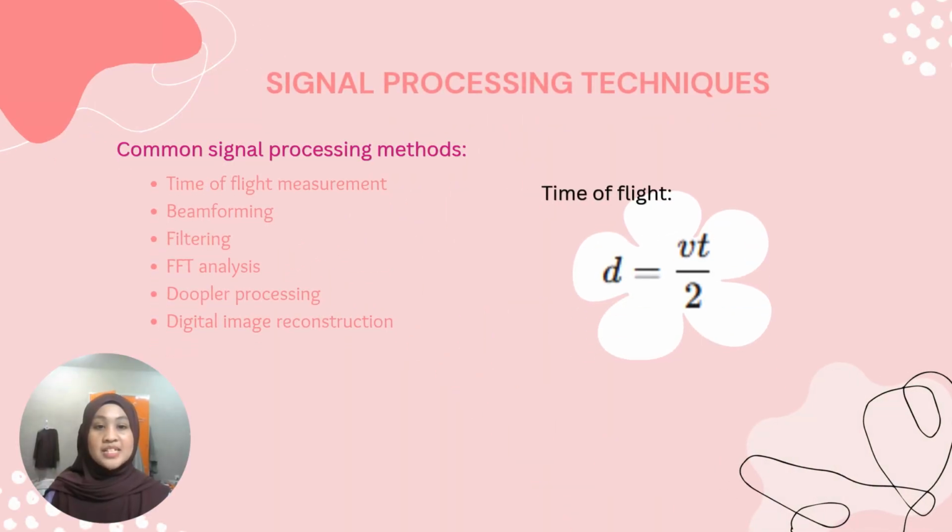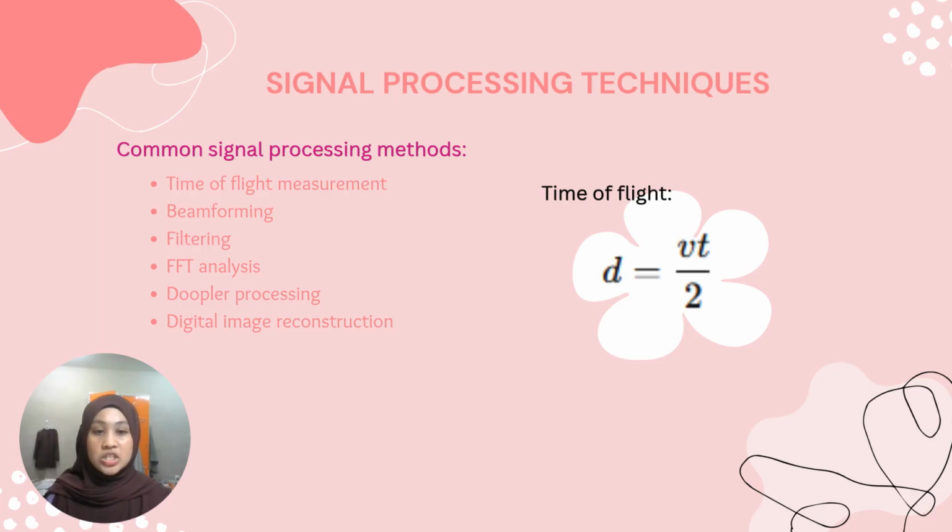Signal processing plays a crucial role in converting raw ultrasonic signals into meaningful data. One common technique is the time of flight method, which measures the travel time of an ultrasound wave to determine distance. Other techniques include filtering, beamforming, fast Fourier transform analysis, and digital image reconstruction. These methods improve measurement accuracy, reduce noise, and enhance image quality.